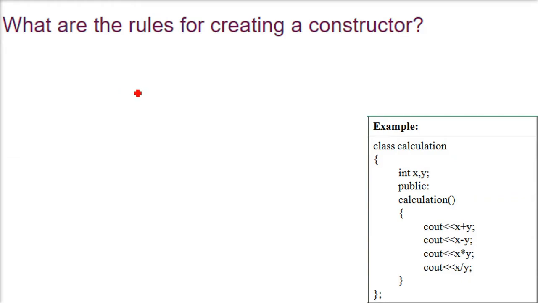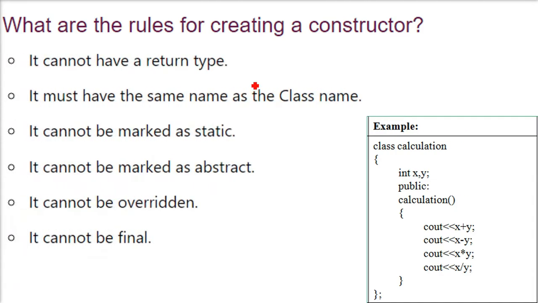What are the rules of creating a constructor? So whenever we are dealing with object-oriented programming, we have a constructor. This is automatically given by the programming language. So whenever we are making a class, this is a template. Class is a user-defined data type, and this is a class called calculation.